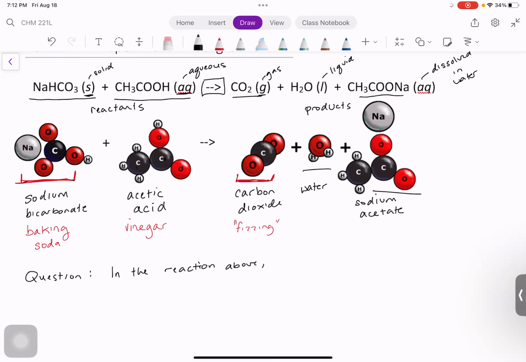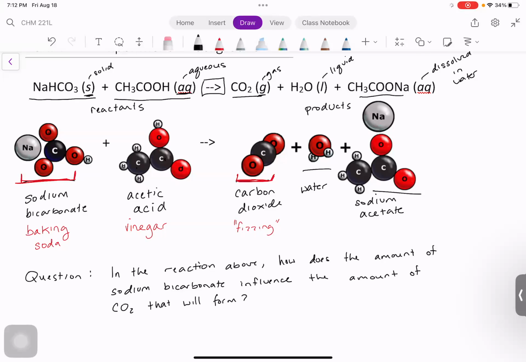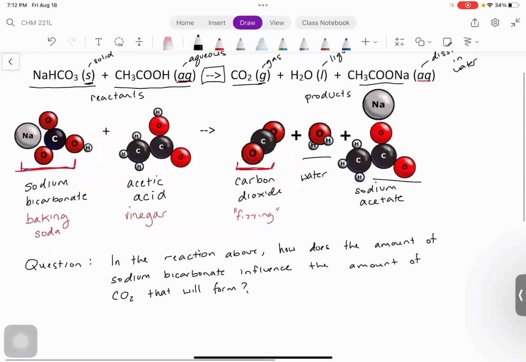In this reaction, how does the amount of sodium bicarbonate influence the amount of carbon dioxide, CO2, that will form? So if we're mixing these things together, if I change the amount of sodium bicarbonate, if I increase it or decrease it, how will that affect the amount of carbon dioxide that will form in the reaction?